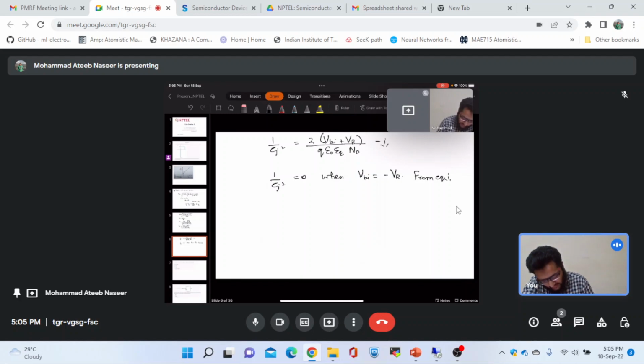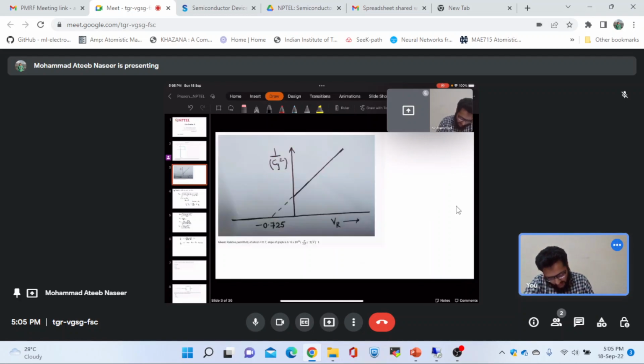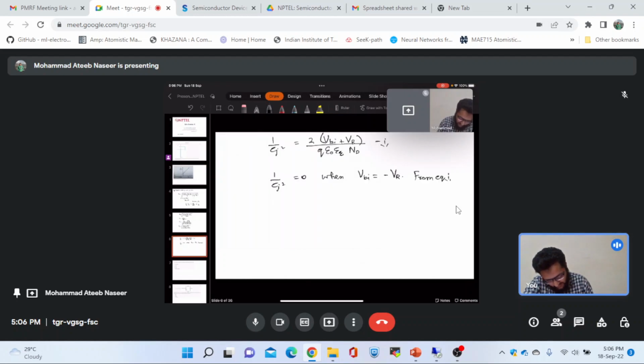So if we see the graph, this graph intersects the x-axis, that's the voltage axis, at minus 0.725. It means that VBI will be equal to minus of minus 0.725. It will mean VBI is equal to 0.725 volts. So we have got the value for VBI, that is the built-in potential.